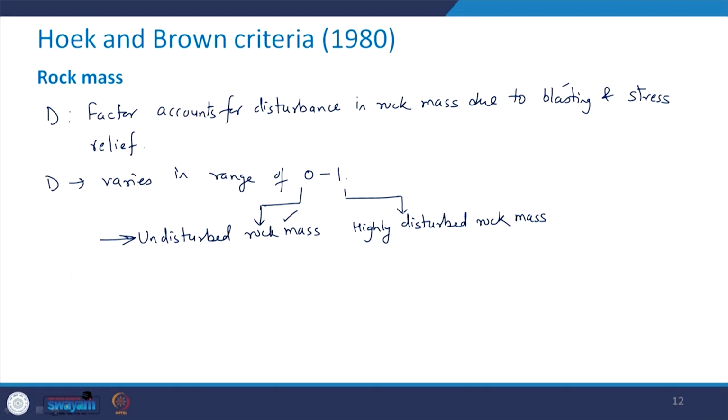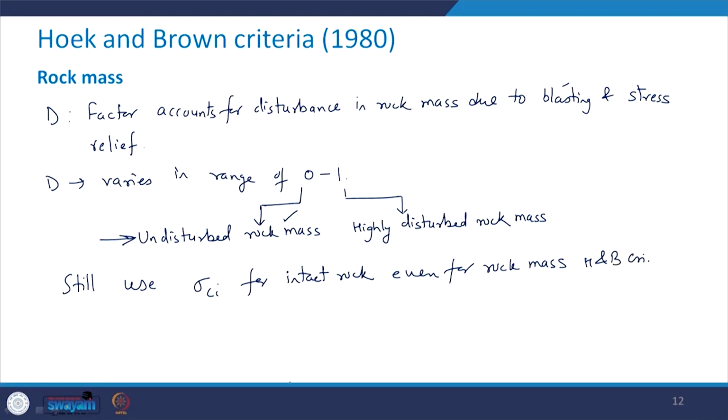But then in this case you have seen that we still use sigma Ci for intact rock even for the rock mass Hoek and Brown criterion. So, although it is for the rock mass, the term sigma Ci, which is there for the intact rock, comes into picture.